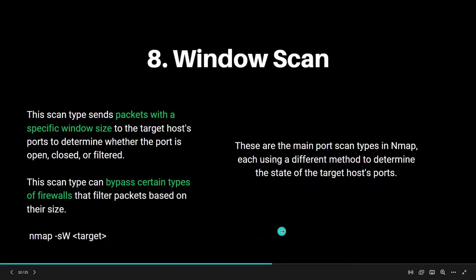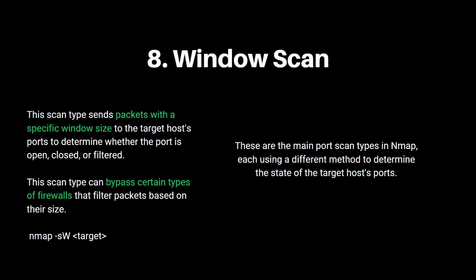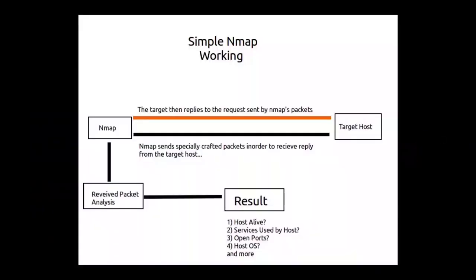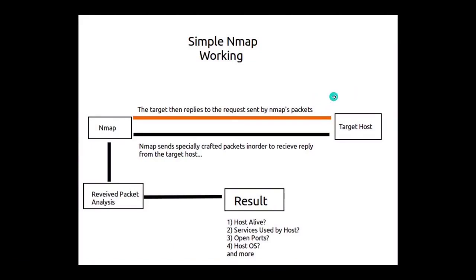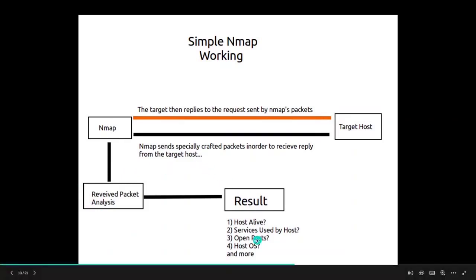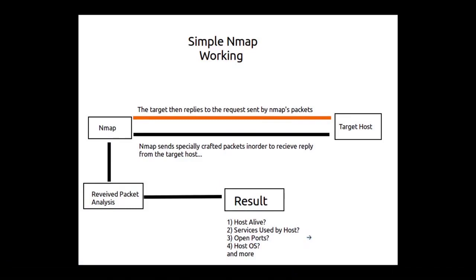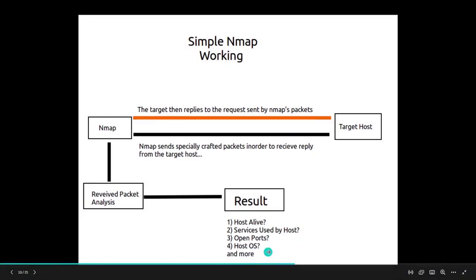Now let's once more understand the working of Nmap. In simple words, this is Nmap on the attacker machine. Nmap sends specially crafted packets to the target host and waits to receive the reply from the target. The target then sends replies to the requests sent by the Nmap packets. Nmap then receives these packets, analyzes them, and decides whether the host is alive, what service is used by the host, what ports are open, what ports are closed, what OS is run by the host, and many more. Now the fun part is here. Let's practically understand these eight types of different scanning techniques offered by Nmap.